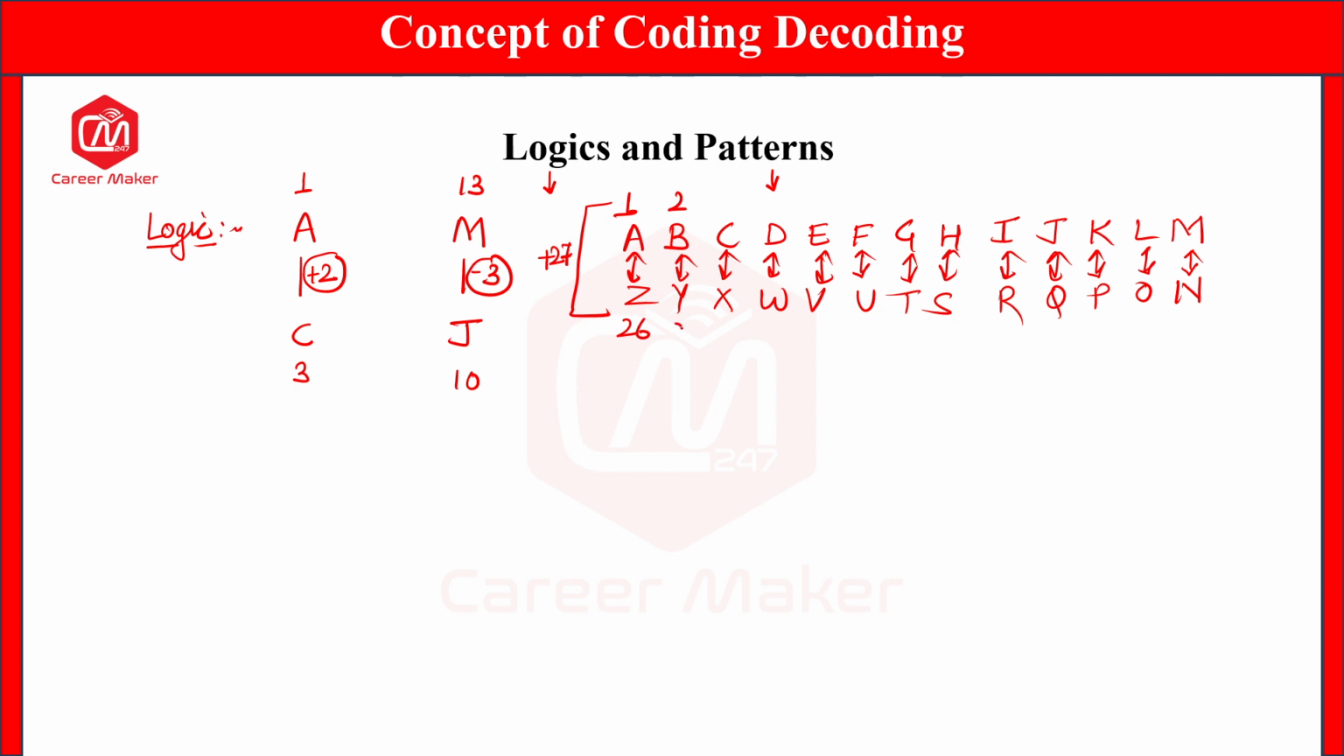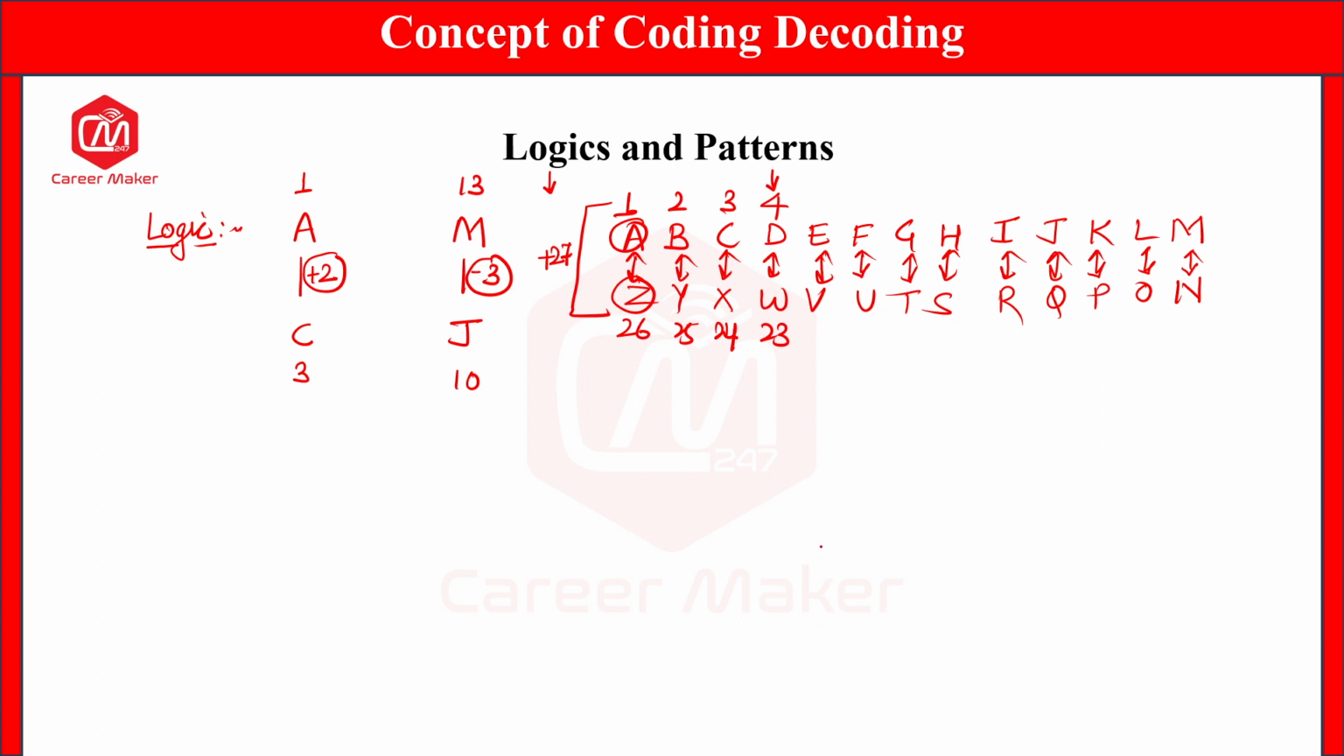B is 2, Y is 25; add those, 27. C is 3, X is 24; add these two, 27. D is 4, W is 23; add these two, it will be 27. So if the sum of two letters' positions comes to 27, they are always opposite to each other.